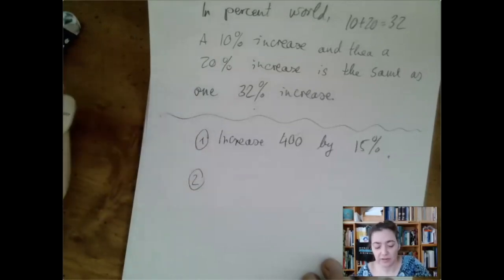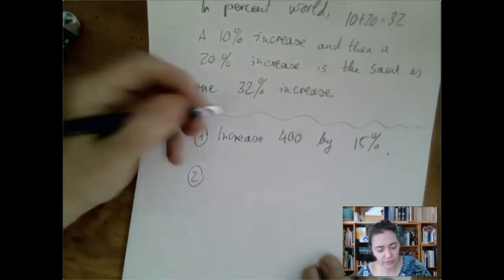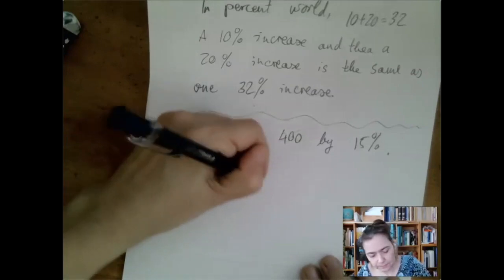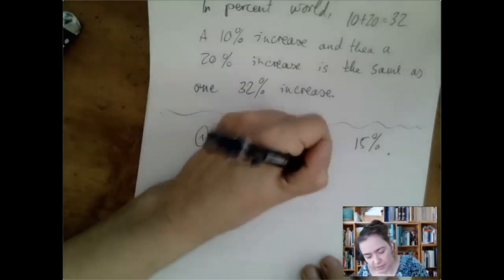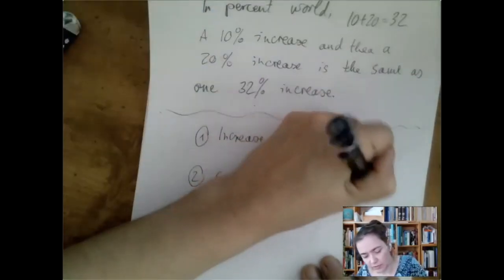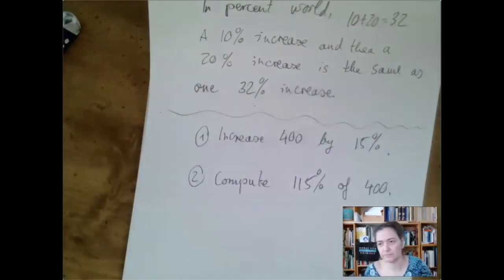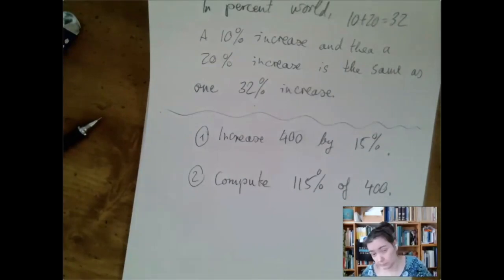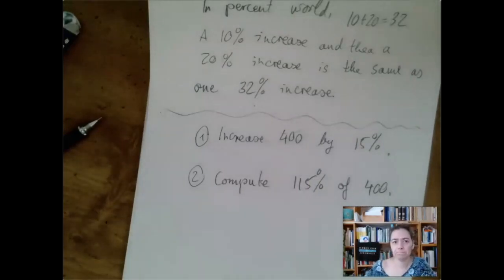This is type 1, right? Just compute 15% of 400 and add. But now I'm going to ask you for another type 1. Compute 115% of 400. $460.